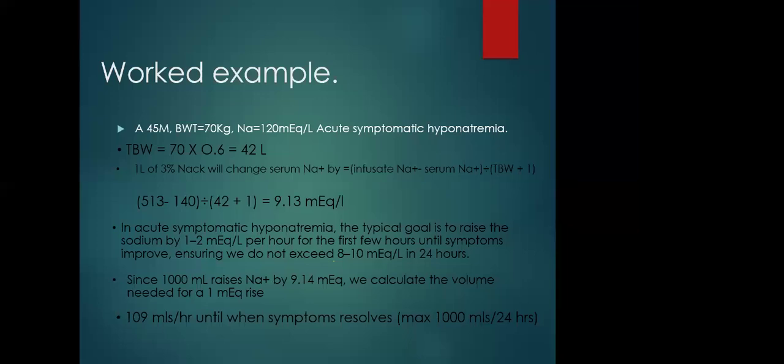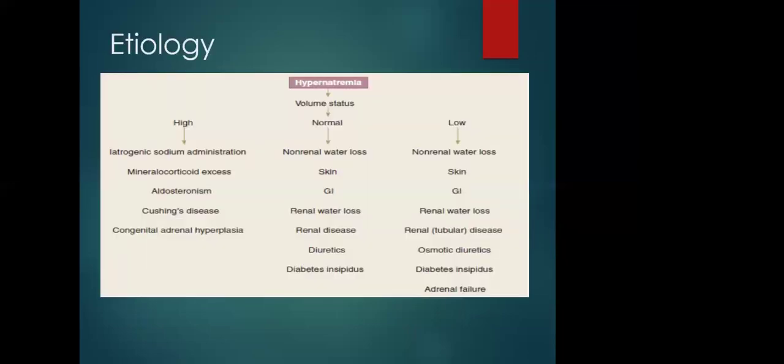So you cannot give this patient 109, you can opt to give 1,000 mils for the 24 hours. Going to hypernatremia. Hypernatremia, we see it rarely because most of the patients here, if they have an intact thirst mechanism, can drink some water and have their symptoms relieved. But it also has a lot of causes. We have iatrogenic sodium administration, we have mineralocorticoid excess, we have aldosteronism, Cushing, and all fours.